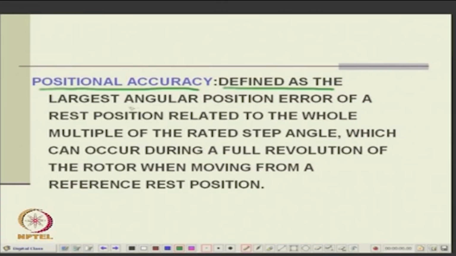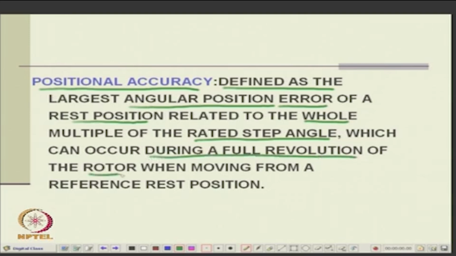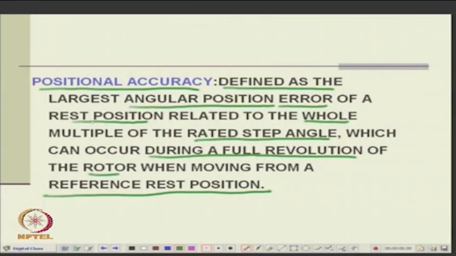The positional accuracy is defined as the largest angular position error of a rest position related to the whole multiple of the rated step angle, which can occur during a full revolution of the rotor when moving from a reference rest position. So you want to take a position, and that accuracy is related to the angular position error of a rest position related to the whole multiple of this. These are some of the definitions they use.